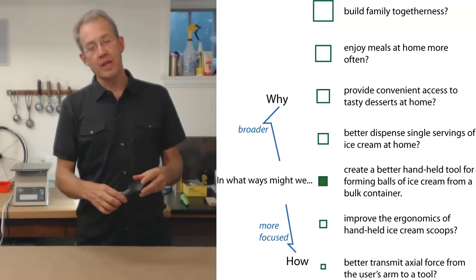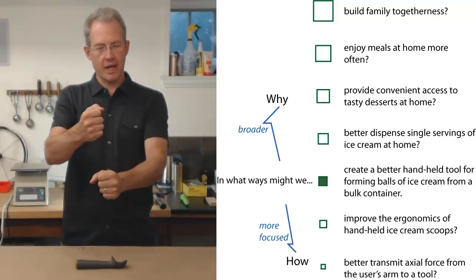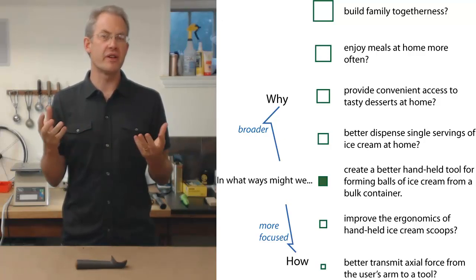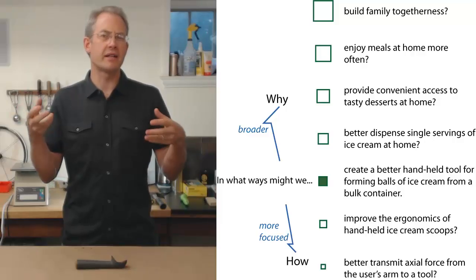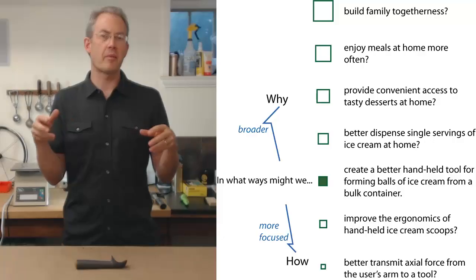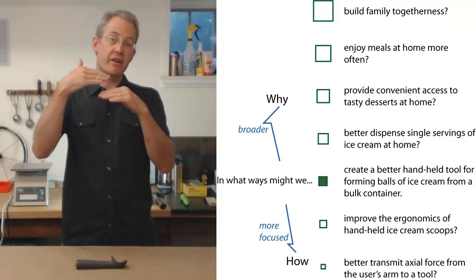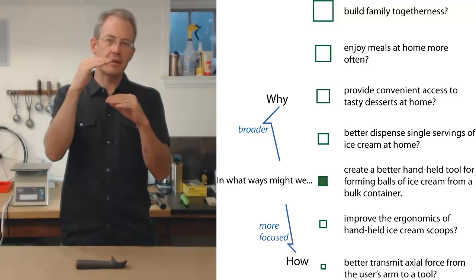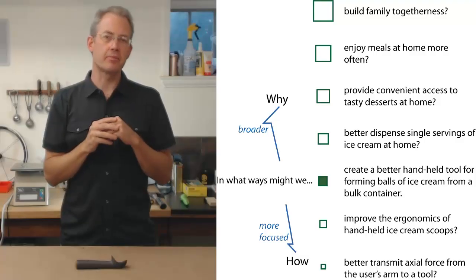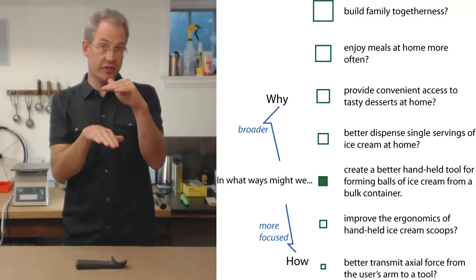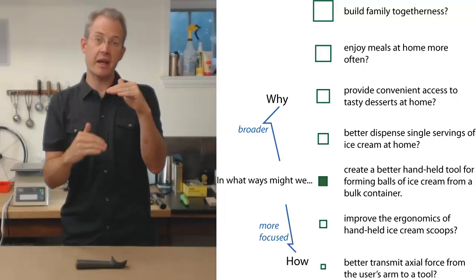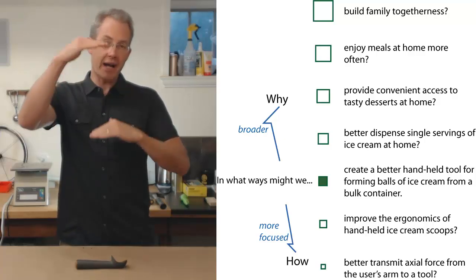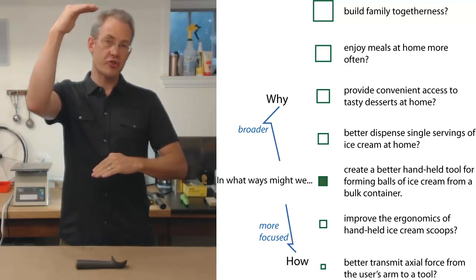So you see what we've done. We've started with just a stake in the ground, an initial point of view, a statement of the design problem, which is, in what way might we create a better handheld tool for forming balls of ice cream from a bulk container? And by asking a series of whys to get at the motives for solving that problem, we've been able to create more general statements of the design problem. And by asking a series of hows, we've been able to create more specific statements of the design problem. Put together, those statements form a hierarchy from most specific to most general.